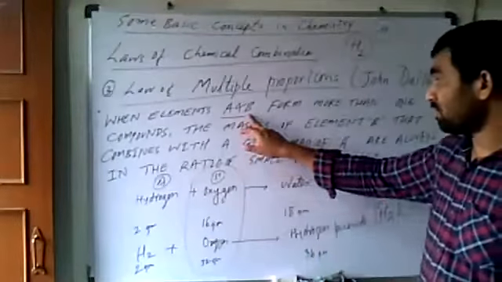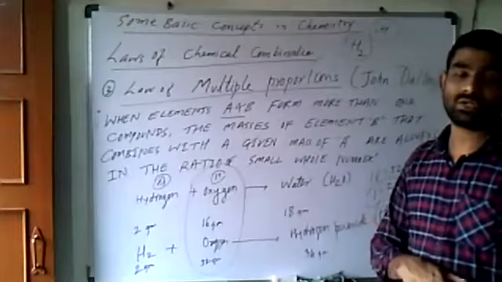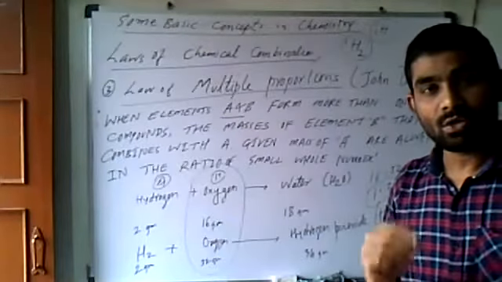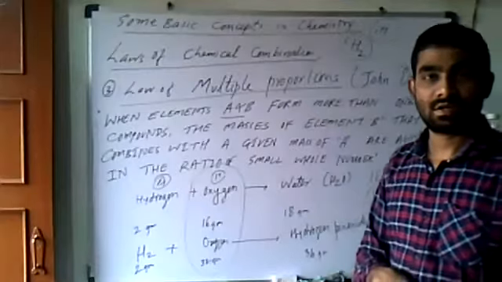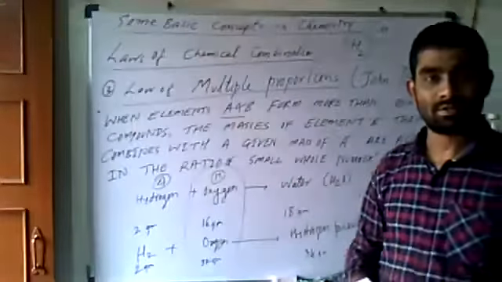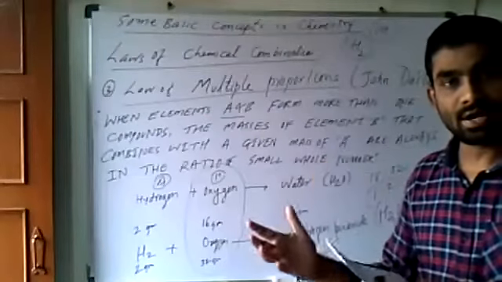So what about the mass of B, that is oxygen? Here it is 16 and here it is 32. In two different reactions, the mass of A, hydrogen, is constant. The mass of B is not constant. In the first reaction it is 16, and in the second reaction it is 32.